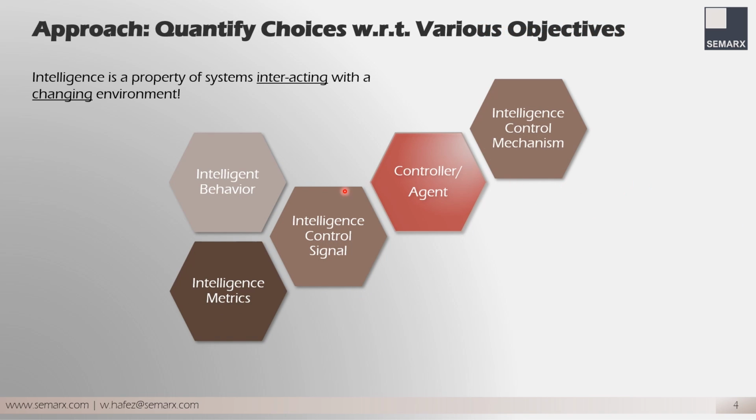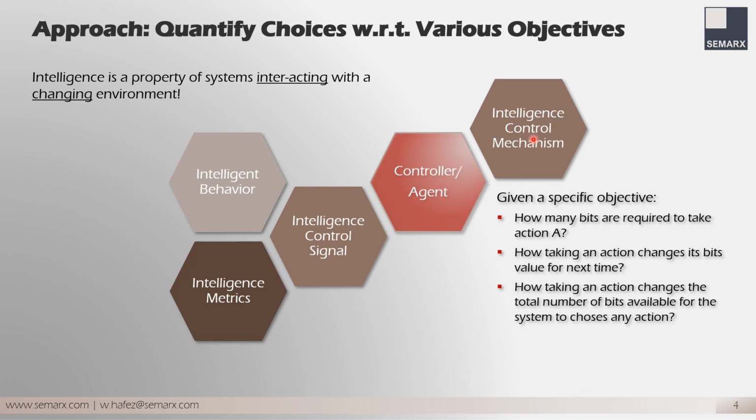So if we try to apply the same approach to intelligent systems, the intelligent behavior is what we want to influence, then we need some intelligent metrics. We need to have a control signal. We need to have a controller that will determine what to do, and then we need to have a control mechanism. As with communication theory, what we think is the key metric to measure is how to select an action.